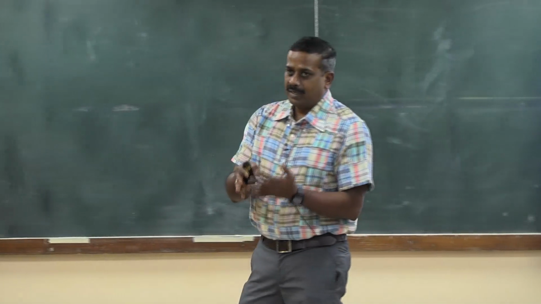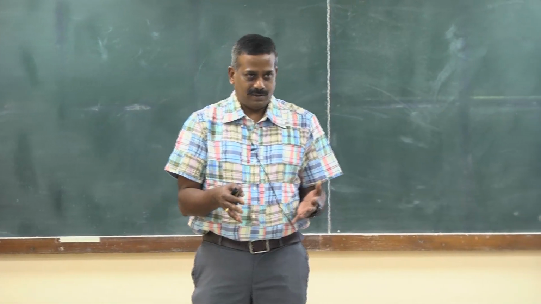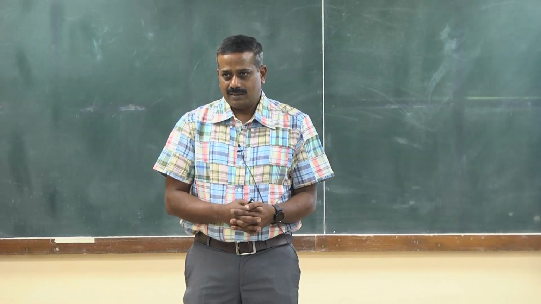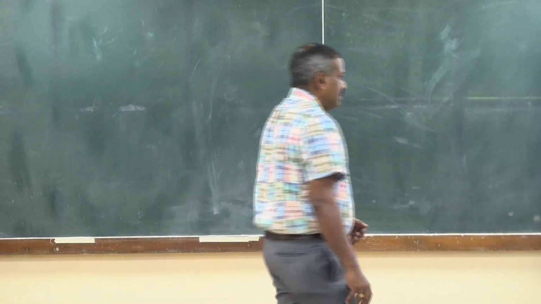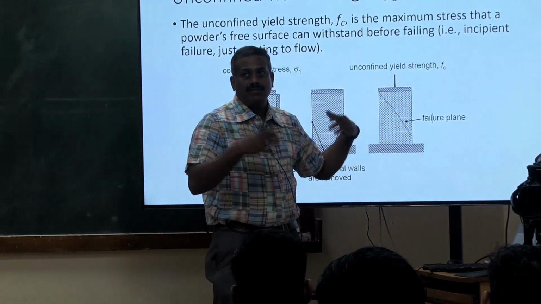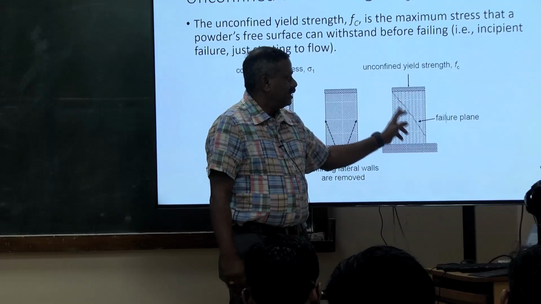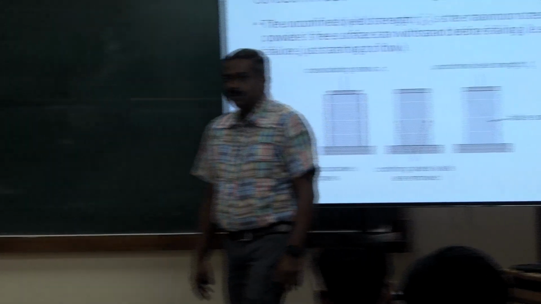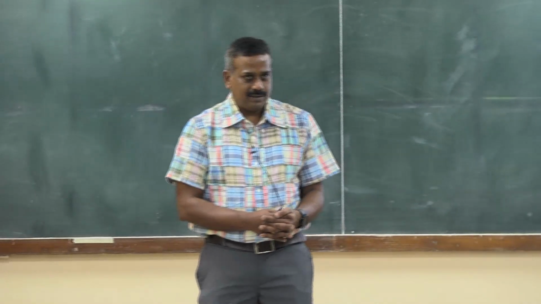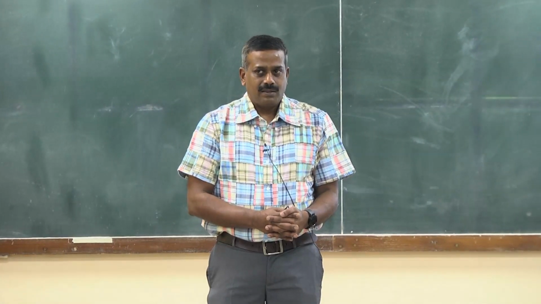The breaking indicates flow of the powder. So that's called the unconfined yield strength. Unconfined means again the powders are not confined on the side, so they are free to flow. And then yielding, or the point or the pressure at which it yields or flows, is called the unconfined yield strength. It's clear?